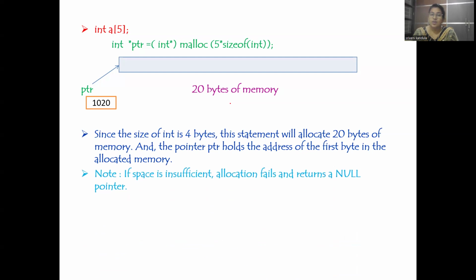Okay. So then your pointer will return a null pointer. Always the memory allocation will fail, suppose if there is no 20 bytes of memory available. So then since the space is insufficient, allocation will fail and that will be identified with the help of a null pointer. So always you need to check whether the memory is allocated, whether the pointer is returning you a non-null value or a null value.